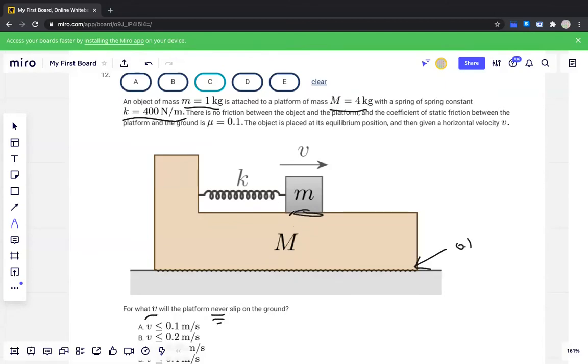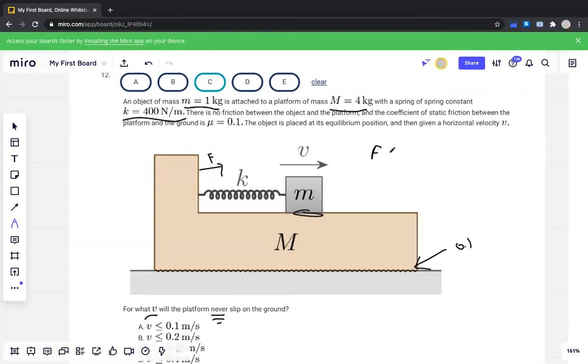So the platform will slip on the ground when the force exerted by the spring, this F right here, is greater than or equal to the force of static friction. And this maximum force done by the spring is when the spring is at its longest length. Let's try to find this force first.